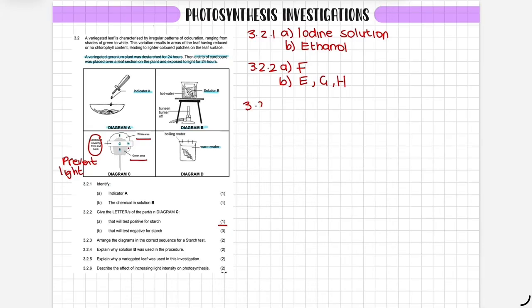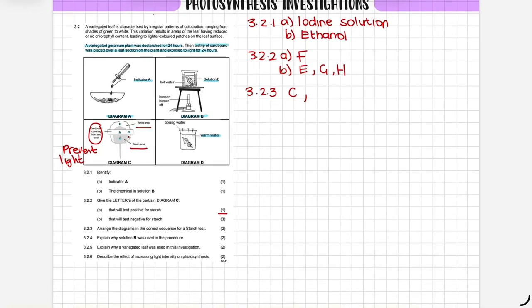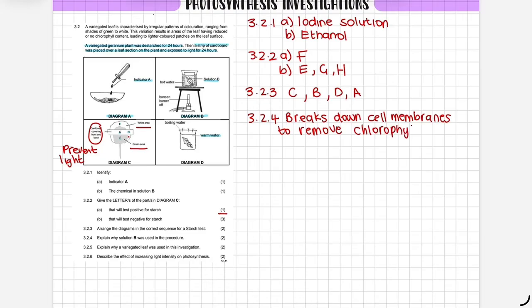Now for the next question, we arrange them according to the correct order. That will be C, B, D, and A. C being the start, B in alcohol, D rinsing with warm water, and A where you put iodine solution. Now they say explain why solution B was used. That is alcohol, and the question wants you to explain, so you need to describe first that alcohol removes or breaks down the cell membrane that allows it to remove chlorophyll.